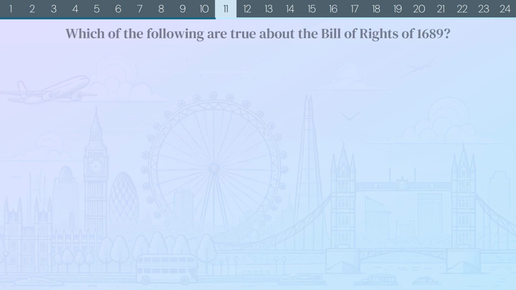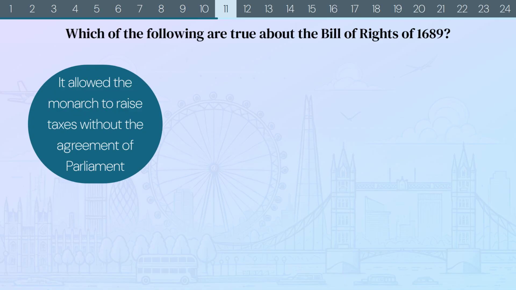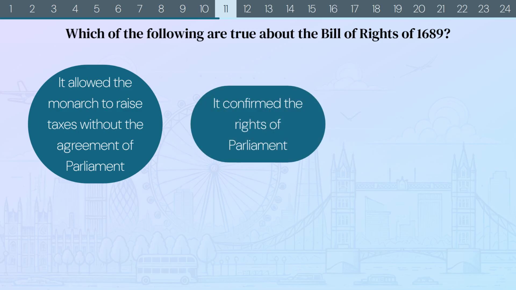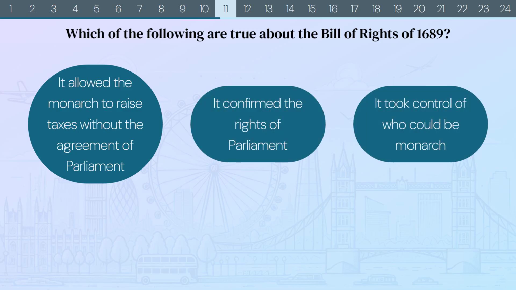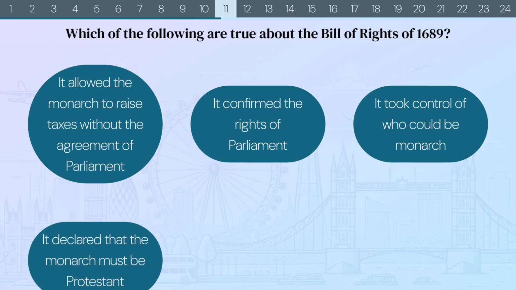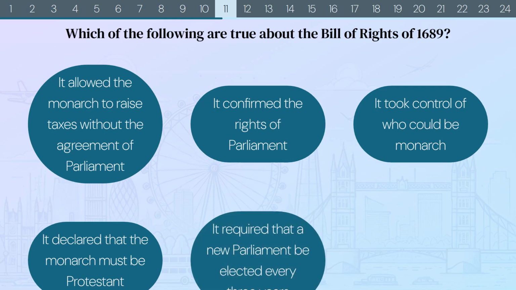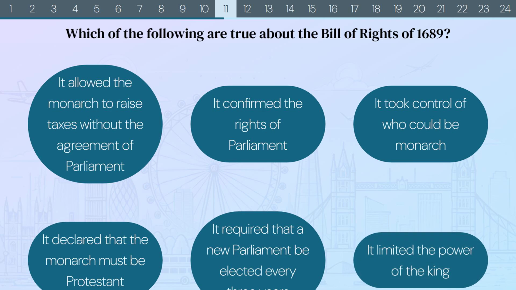Question 11. Which of the following are true about the Bill of Rights of 1689? It allowed the monarch to raise taxes without the agreement of Parliament. It confirmed the rights of Parliament. It took control of who could be monarch. It declared that the monarch must be Protestant. It required that a new Parliament be elected every 3 years. Or it limited the power of the king.